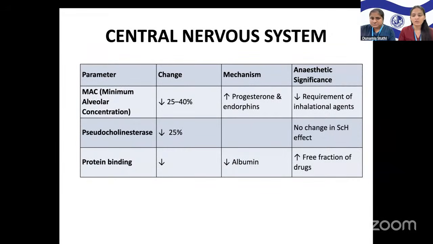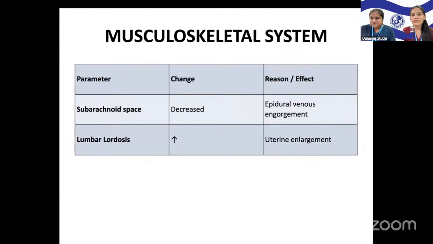Also, in the musculoskeletal system, because we have seen that there is epidural venous engorgement, there will be a decrease in the space in the subarachnoid space and the epidural space. Hence, the dosage of local anesthetics that we give has to be reduced. Also, due to increased lumbar lordosis, there is reduction of dosage. And in pregnancy, there is increased sensitivity to local anesthetics. That's also the reason why we have to reduce our local anesthetic dosages.